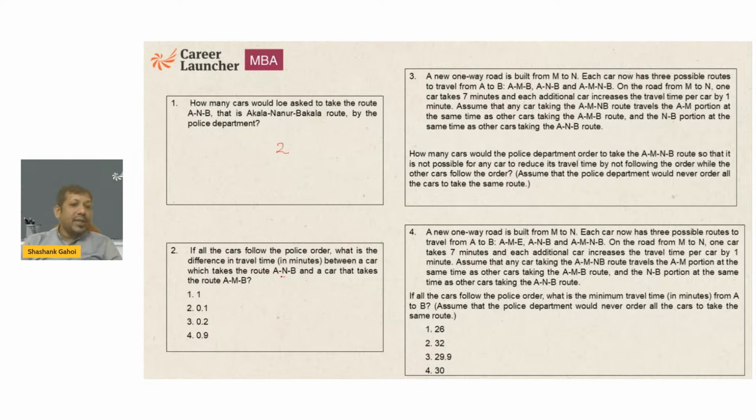Now this question is saying, what is the time difference? That's going to be 0.1 because I got 30 and 29.9. So the time difference is definitely going to be 0.1. That's going to be fairly easy. We have already calculated that. Understood?